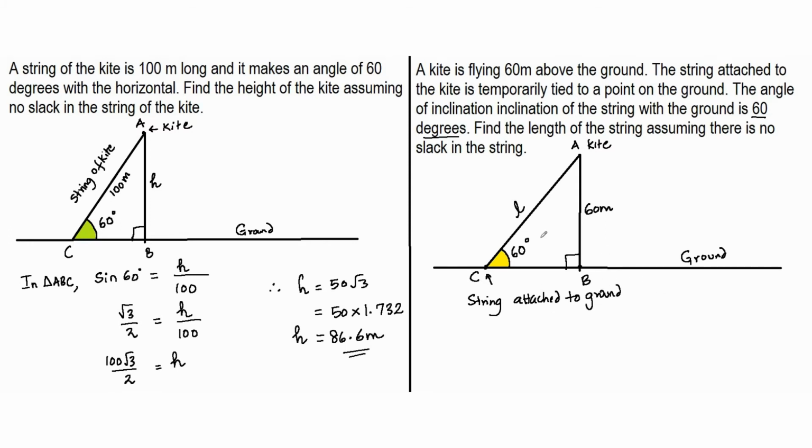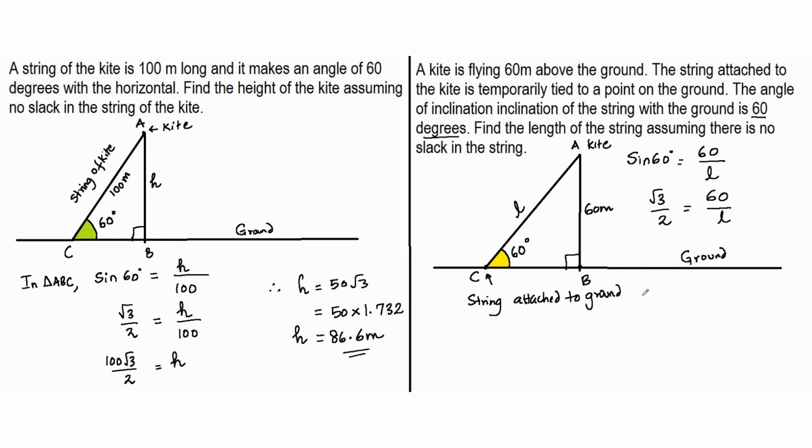Similarly, in the second question also, I have to find the right trigonometric ratio first. With respect to 60 degrees, I have been given the opposite length. I have to find the hypotenuse. So I can say that sine 60 is given by the opposite side. The opposite side is 60 divided by the hypotenuse, which is L, right? And I know that sine 60 is root 3 upon 2, equal to 60 divided by L, right? And now from this equation, I basically have to find the value of L.